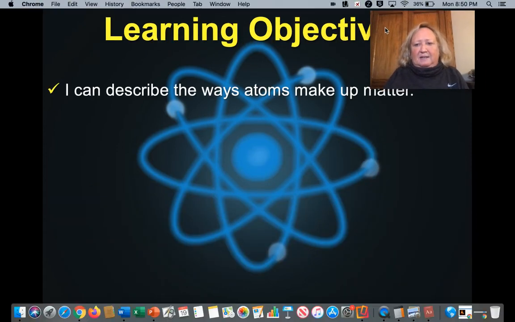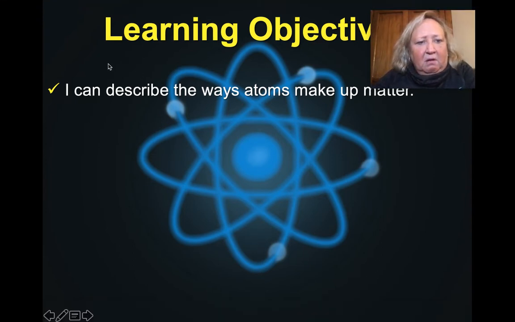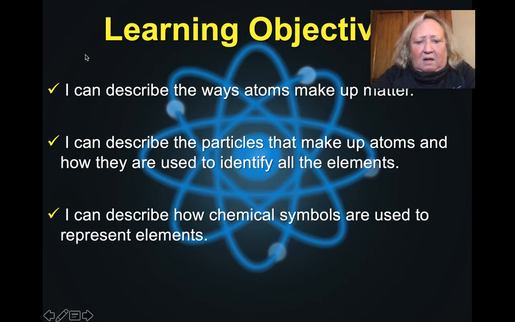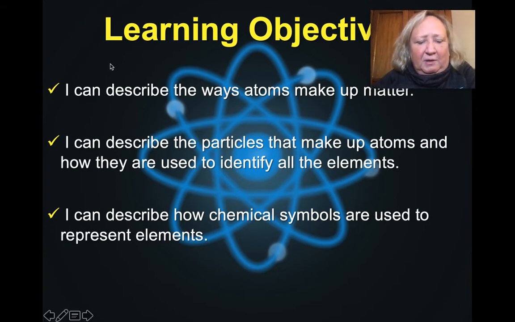You will be able, in about a week or 10 days, to describe the ways atoms make up matter, how that works. You will be able to describe the particles that make up atoms and how they're used to identify all the elements. You're going to learn several new words, what they mean, and how they apply to all of this. You will describe what a chemical symbol is. If you've ever seen the periodic table, you might know what I'm talking about. If not, it'll be a whole new experience for you.